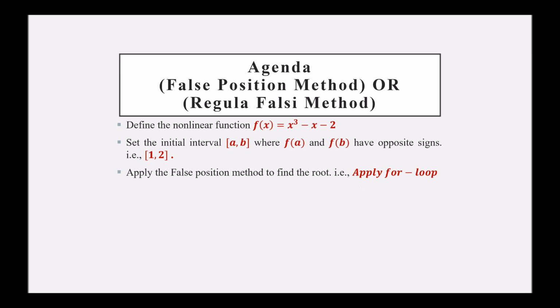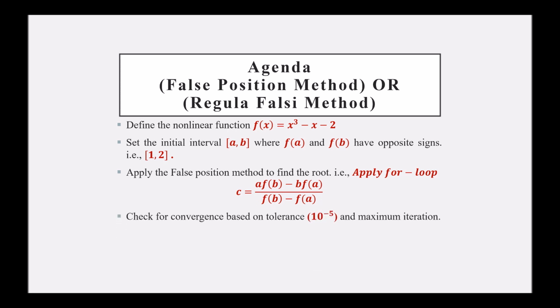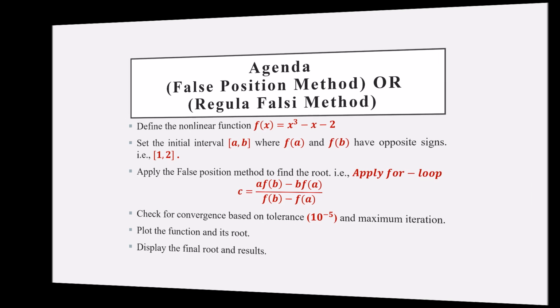Thirdly, we will apply the false position method in order to find the root. For that, we will use a for loop, and in the for loop we use the formula c = (a*f(b) - b*f(a)) / (f(b) - f(a)). After that, we will check for convergence based on tolerance, and we are going to set the tolerance to 10^-5 and the maximum iterations to 100. After that, we will plot the function and its root, and finally, we will display the final root and results. So let's move to MATLAB.